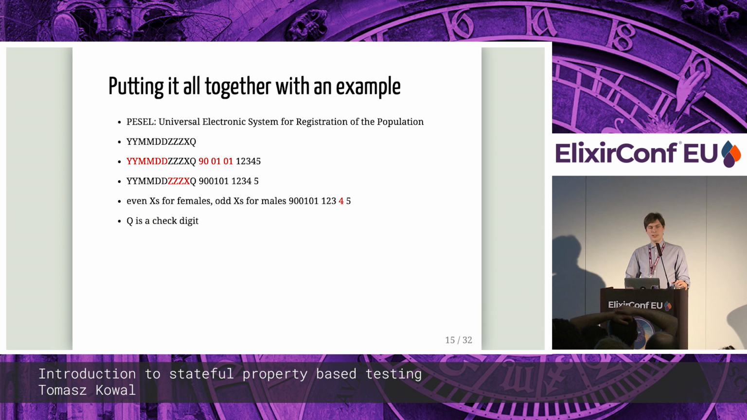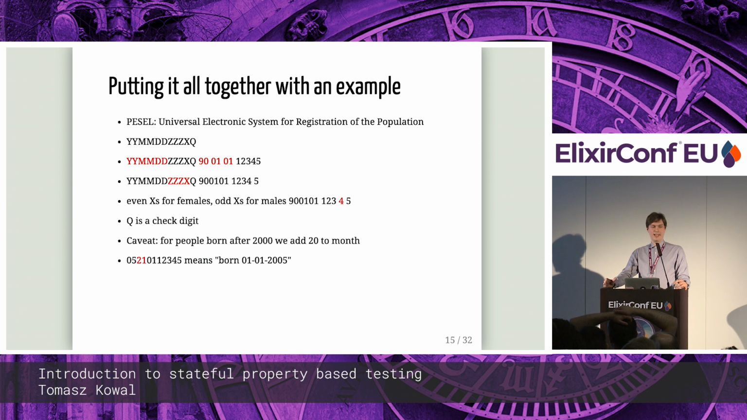There's a caveat to it, because if someone was born after 2000, we add 20 to the month. So for example, if someone was born January 1st, 2005, their month is 21. That actually broke a couple of existing systems back in 2000. So we will create a system that is buggy, and the bug only shows if you add someone born after the year 2000.